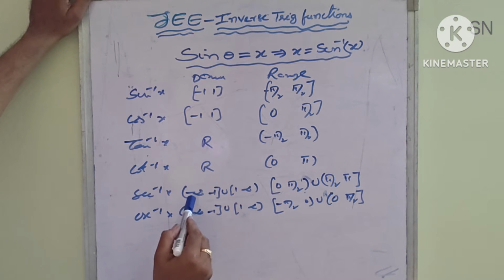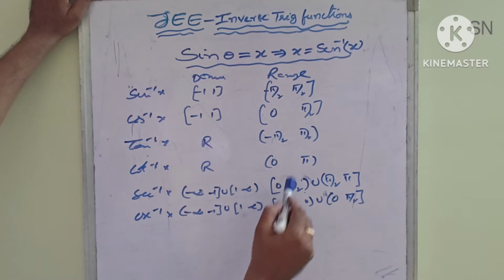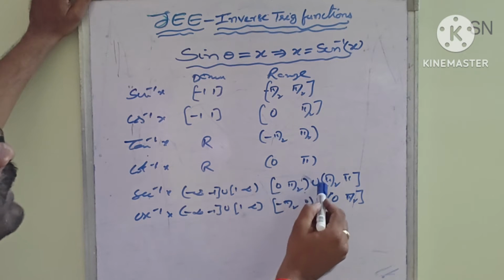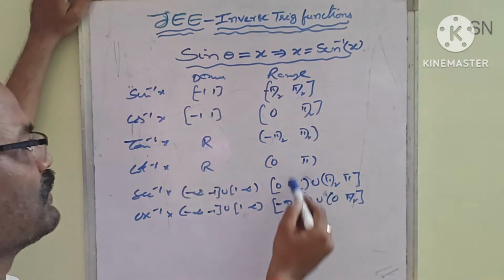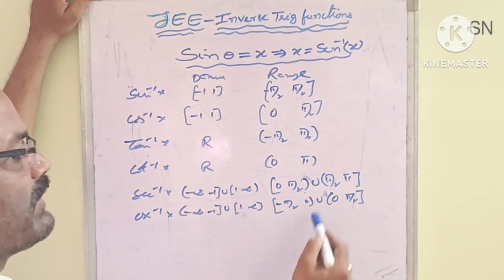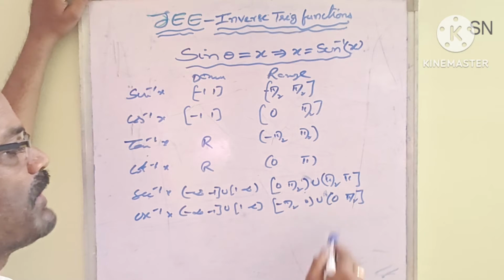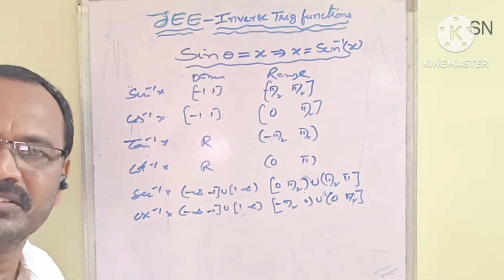Secant inverse x: domain is minus infinity to minus 1 union 1 to infinity. Range is 0 to pi by 2 union pi by 2 to pi. Cosecant inverse x: domain is open interval minus infinity to minus 1 closed, union closed 1 to infinity open. Range is closed interval minus pi by 2 comma 0 open, union open 0 to pi by 2 closed. So this is the domain and range of the functions.